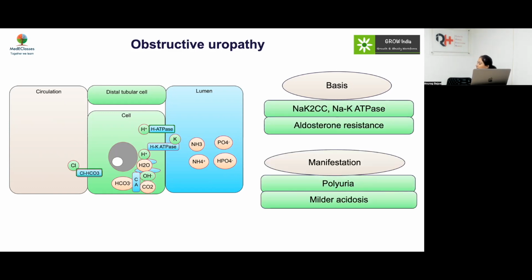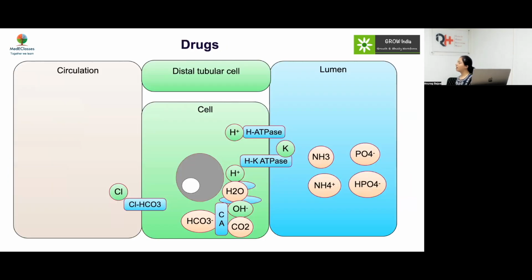These usually have classical polyuria and a milder acidosis that may be seen. Drugs that commonly cause distal RTA include amphotericin B. Now, the major mechanism of causation of distal RTA with amphotericin B is tubular injury, which results in creation of ion-permeable pores, which cause more back diffusion of proton back into circulation.